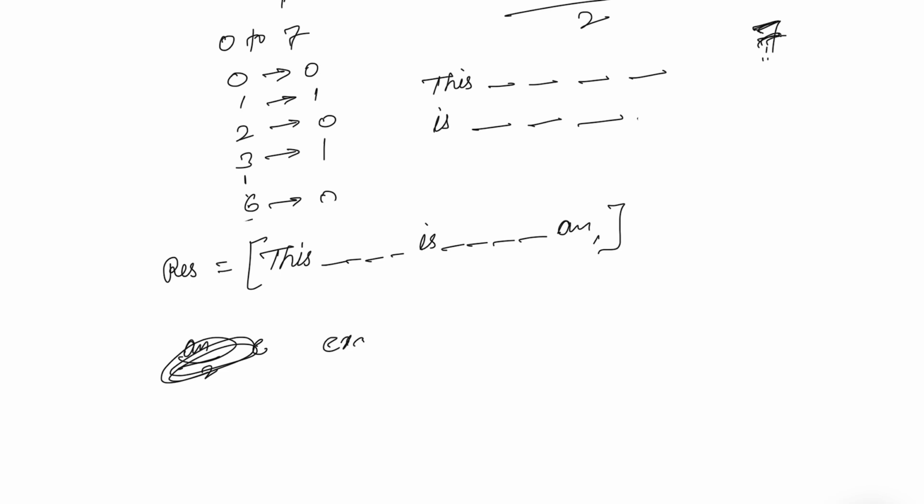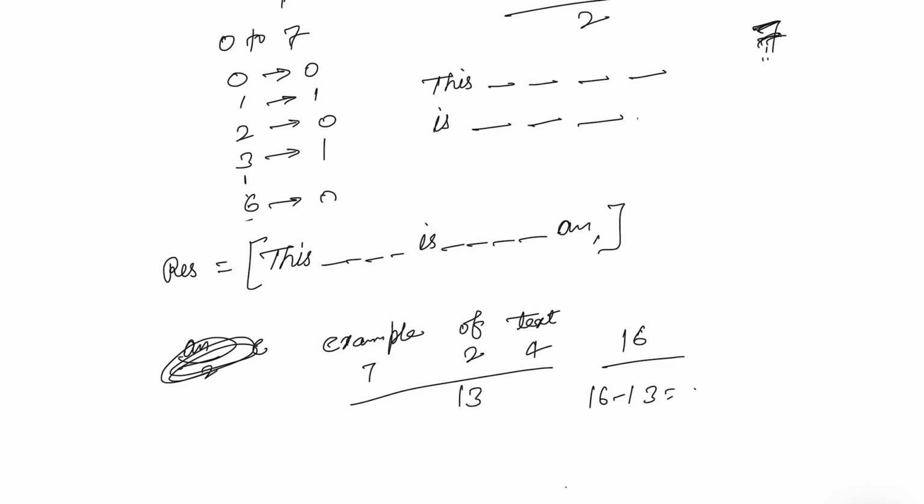Example: inside example there are 7, of 2, text 4. 7 plus 2 is 9, plus 4 is 13, and the total number of words here is 3, with a line width of 16. So it will go till here only. How many spaces? See how many positions are left here. 7 plus 2 plus 4 is 13 in total. So the number of spaces will be 16 minus 13, equal to 3. So see, this is an odd number.